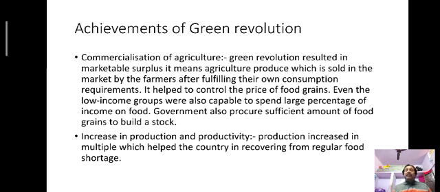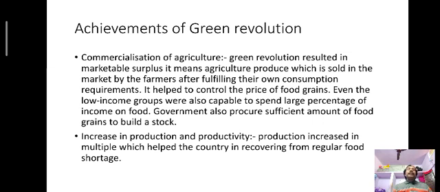Green revolution resulted in marketable surplus. Marketable surplus means more production was done only to sell in the market. It means agricultural produce which is sold in the market by the farmers after fulfilling their own consumption requirements. It helped to control the price of food grains. Even low income groups were able to spend a large percentage of income on food. The government also procured a sufficient amount of food grains to build a stock.